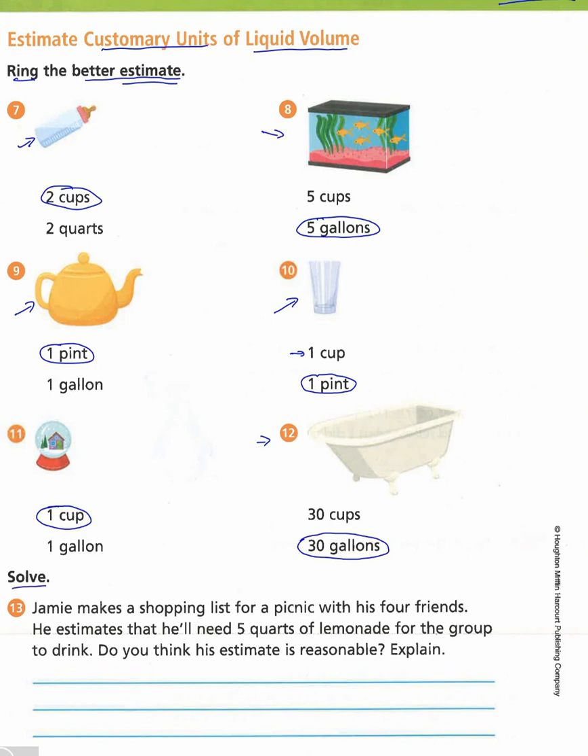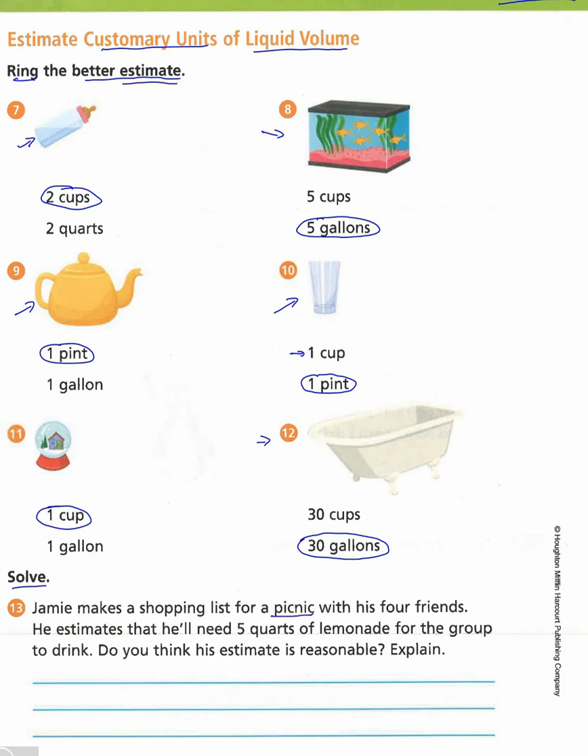Solve. I like the directions. Solve this problem. Number 13. Jamie makes a shopping list for a picnic with his 4 friends. He estimates that he'll need 5 quarts of lemonade for the group to drink. Do you think his estimate is reasonable? And explain. Okay, so he's making a shopping list for a picnic.